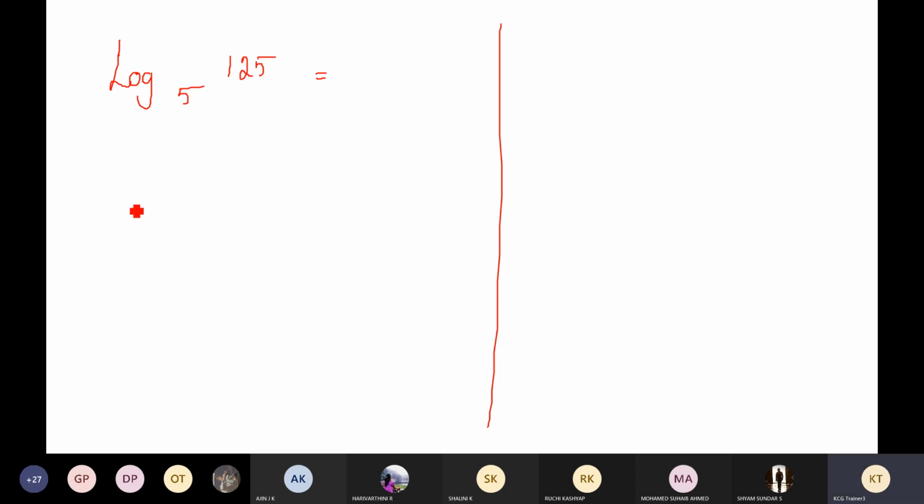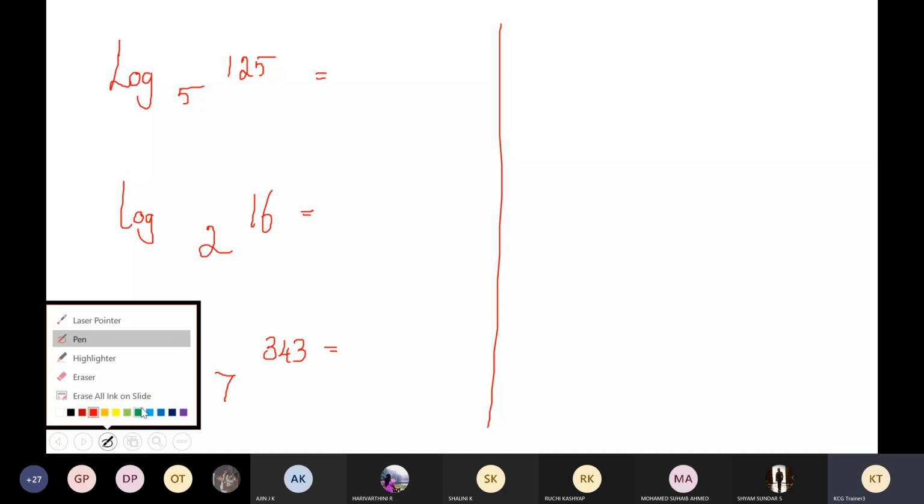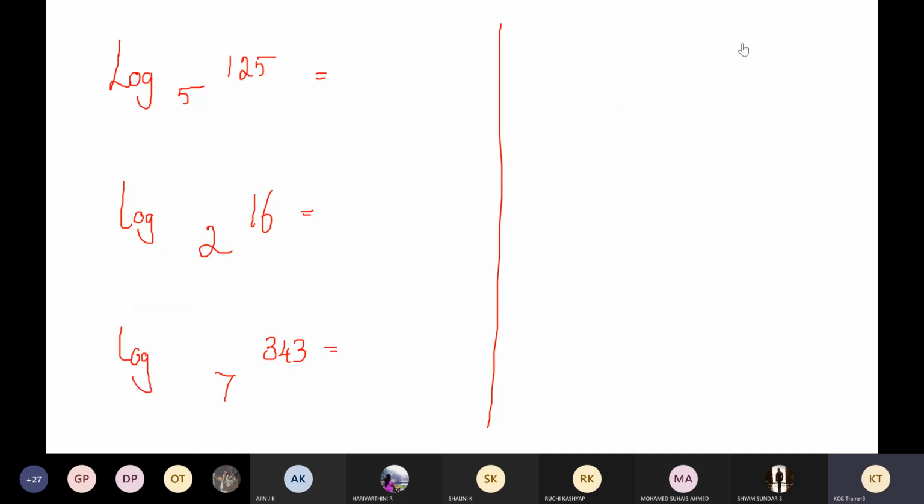For example, if I ask you to find out log of 16 to the base 2, or log of 343 to the base 7, you can do this on your own. How do I do it? Listen carefully. Always remember this. Logarithm is actually the inverse, the opposite, of exponential.